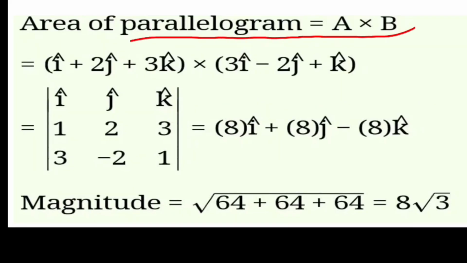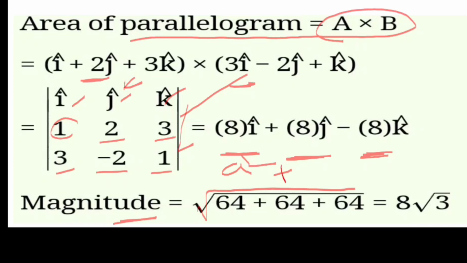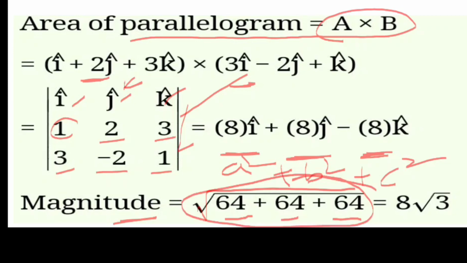Here area of parallelogram equals A into B, side into side. So the given two vectors are cross producted. So i cap, j cap, k cap. 1, 2, 3 from vector A and 3, minus 2, 1 from vector B. By cross producting this, we will get 8 i cap plus 8 j cap minus 8 k cap. So magnitude equals under root a square plus b square plus c square, 8 square plus 8 square plus 8 square. If you calculate this, root 64 plus 64 plus 64, you will get the answer 8 root 3.